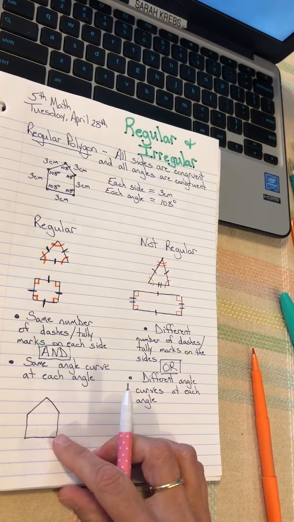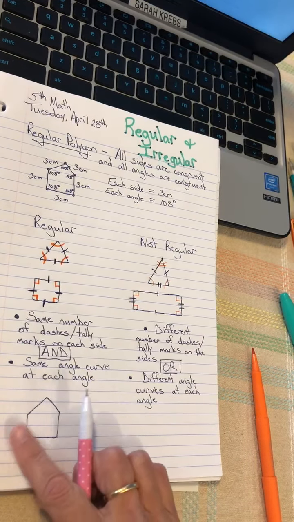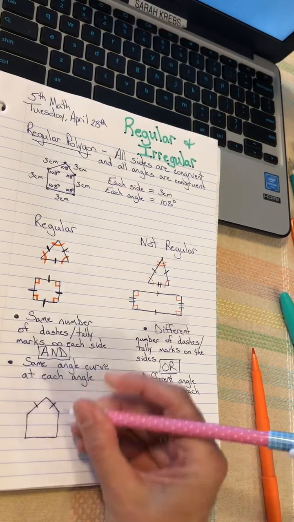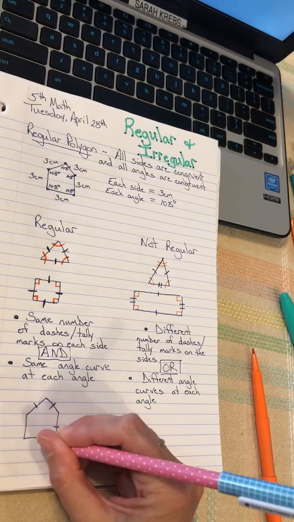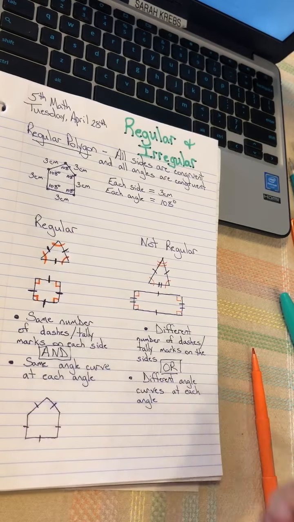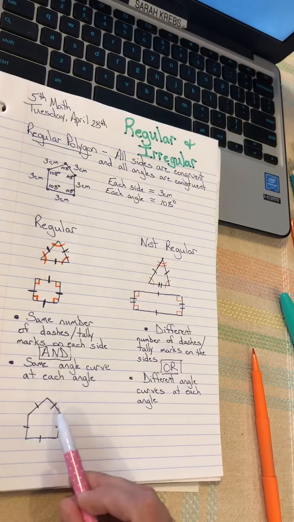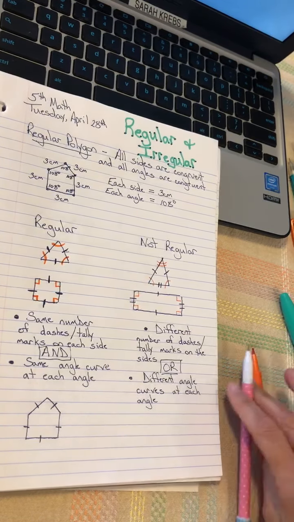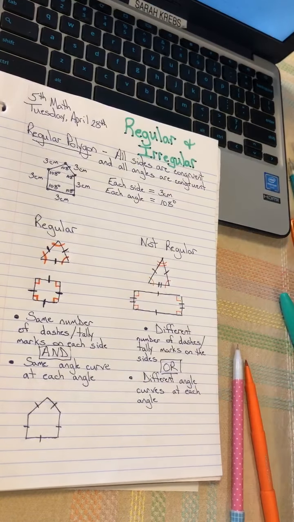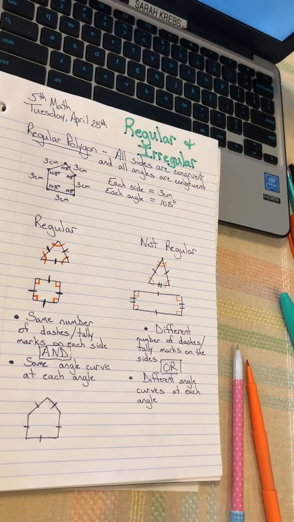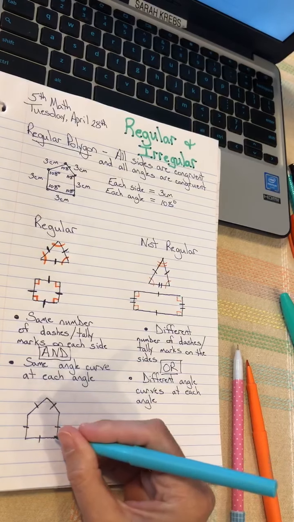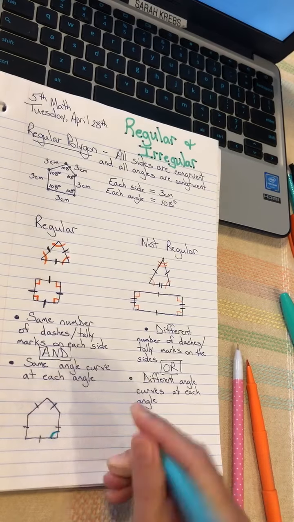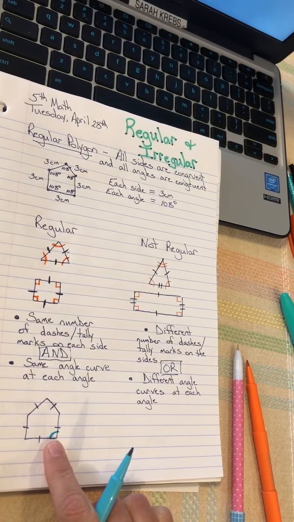So if I want to show that all 5 sides are congruent, I give each side the same number of dashes. That tells us that all 5 sides have the same measure. Now, if I want to show that they have the same angle measurement, I will go to my corner and I will make an angle arch.